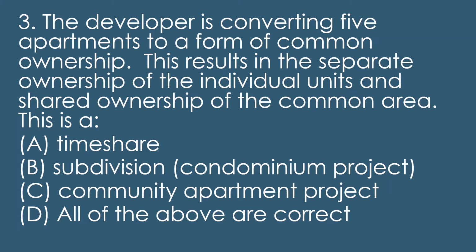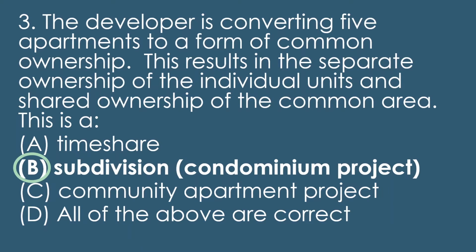Okay, so we're looking at 5 apartments that are going to be converted to a common type of ownership, like a planned unit development, and each of those apartments is now going to have separate ownership. Instead of having one owner for all 5, it's going to be separate owners for each of them. Well, in that case, we know if it's 5 units or more, that is considered a subdivision. It's not a timeshare, so subdivision so far is the best answer, and it will be a condominium project. A community apartment project, no, it's not going to be an apartment anymore. It's a subdivision. So the best answer option is B, subdivision, condominium project.